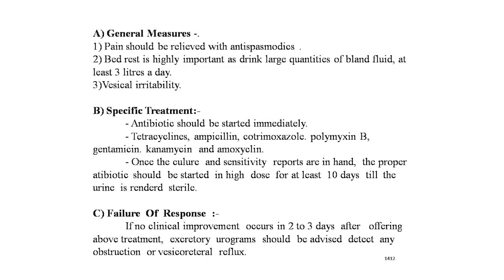First, general measures: pain should be relieved with antispasmodics. Bed rest is highly important, and drink large quantities of fluid, at least 3 liters per day, to reduce vesical irritability. Second, specific treatment: antibiotics should be started immediately. Tetracyclines, ampicillin, cotrimoxazole, polymyxin B, gentamicin, kanamycin and amoxicillin are the drugs of choice in such condition to treat the pyelonephritis. Once the culture and sensitivity reports are in hand, the proper antibiotic should be started in high dose for at least 10 days till the urine is rendered sterile and clear.